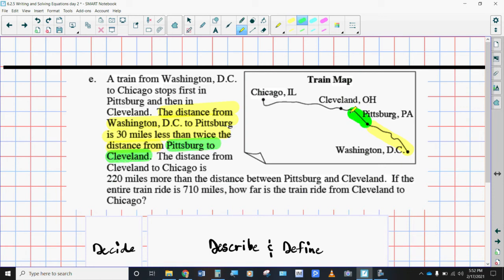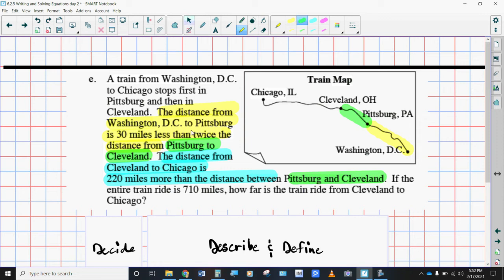So that's from Pittsburgh to Cleveland. So 30 miles less than twice means we're going to have to double this, then subtract 30 for Washington, D.C. to Pittsburgh. And then the distance from Cleveland to Chicago is 220 miles more than the distance from Pittsburgh to Cleveland. So this part is nice.